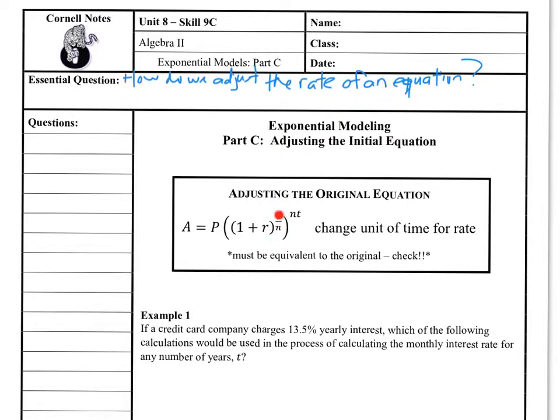So if we have 1 over n on the inside, we're going to balance it out with an n on the outside, because 1 over n times n on the outside cancels. Well, I'll show you what I mean when we get into a question here.